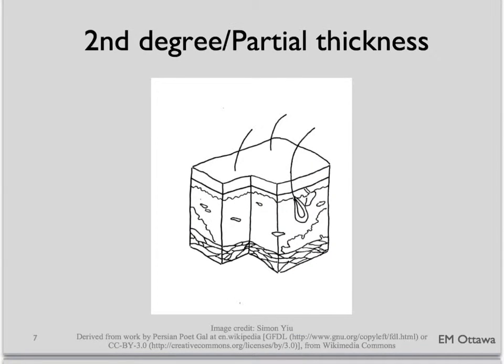In second degree burn, or partial thickness burn, the epidermis is affected, and also some part of the dermis is affected. Because of the different depth of the dermis that's being affected, it is further divided into superficial partial thickness and deep partial thickness.